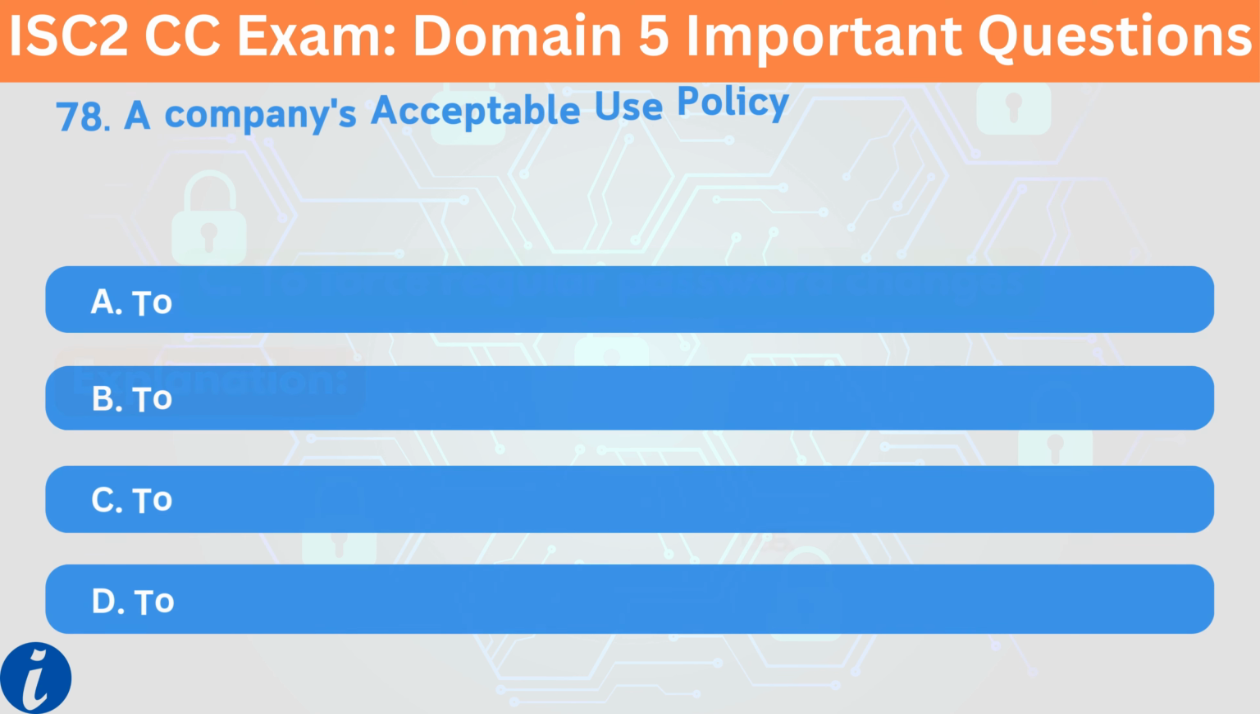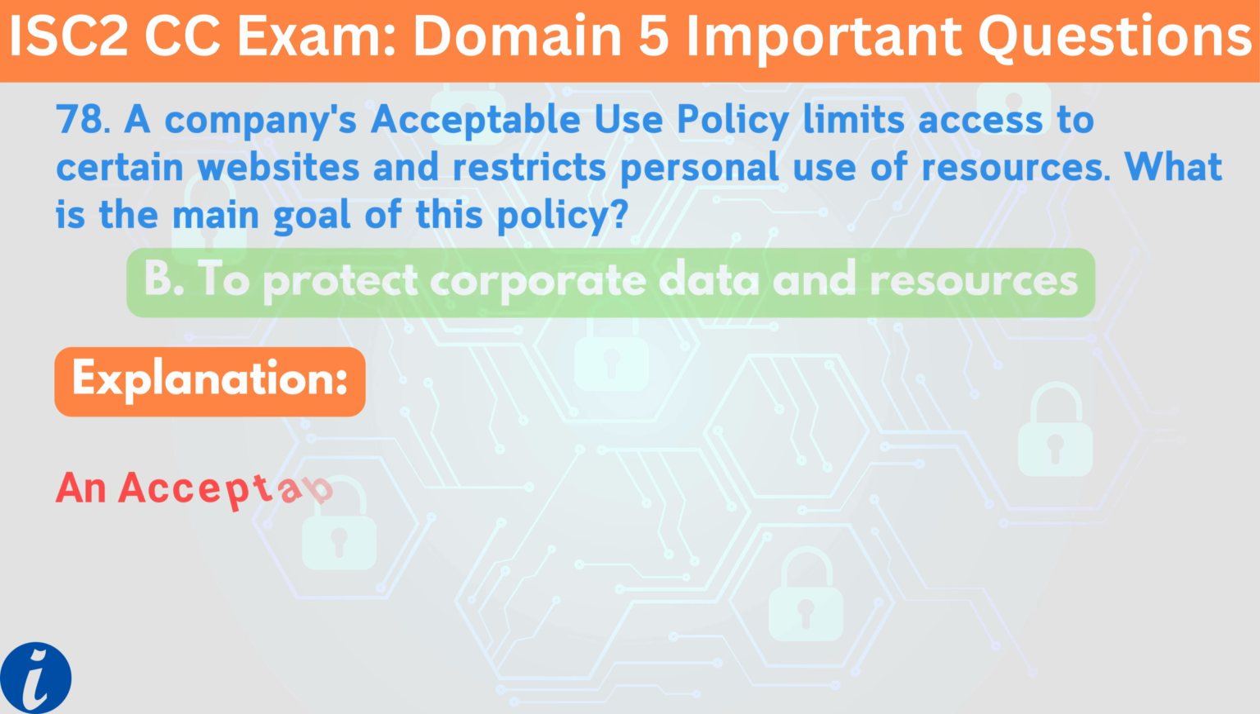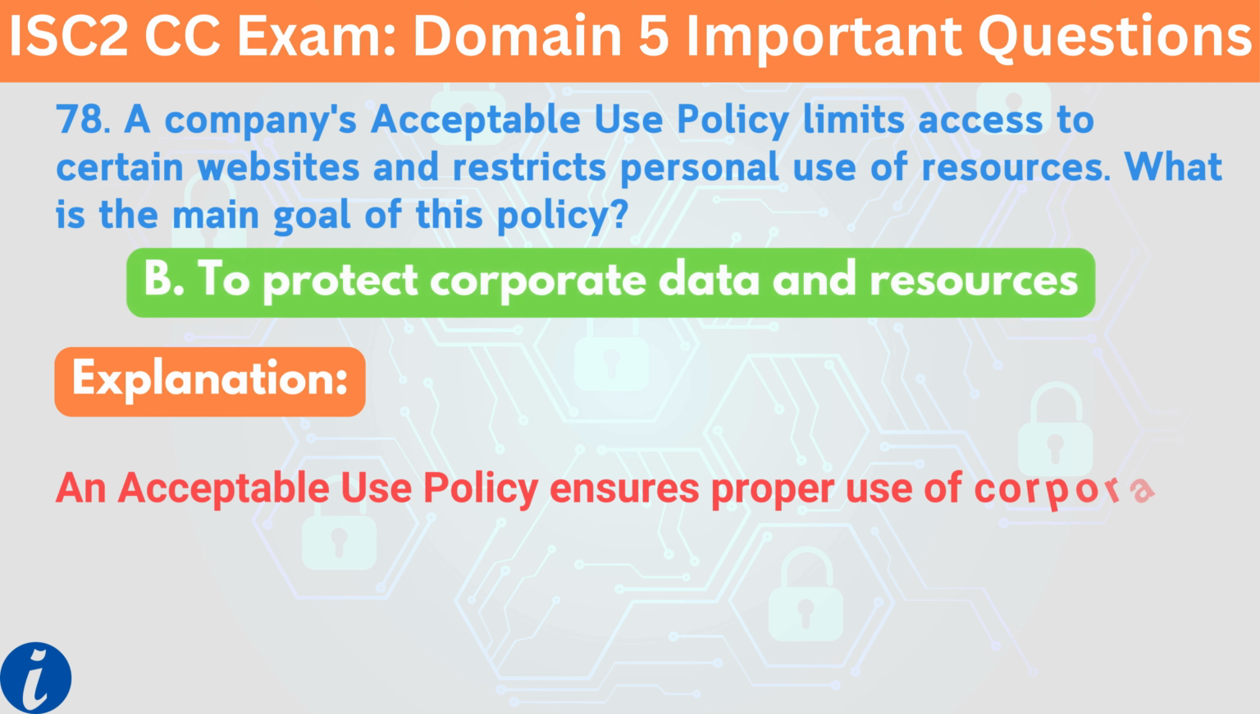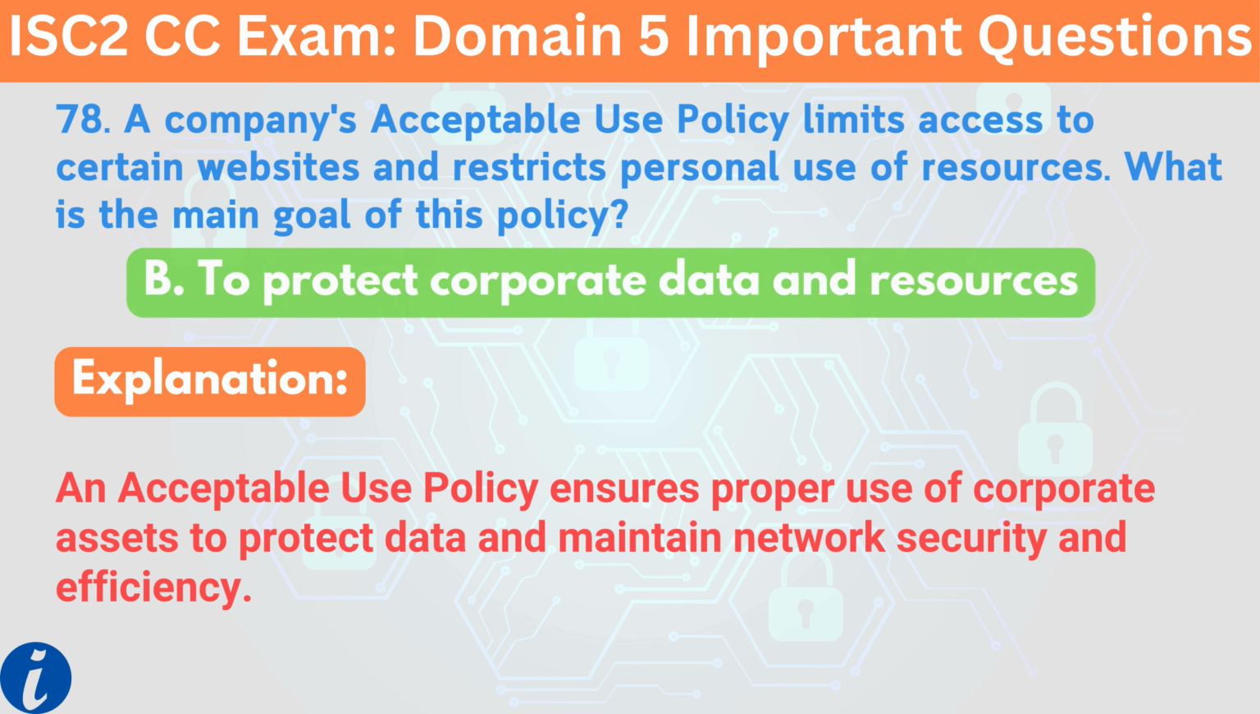78. A company's acceptable use policy limits access to certain websites and restricts personal use of resources. What is the main goal of this policy? A. To enhance network speed. B. To protect corporate data and resources. C. To enforce strict encryption protocols. D. To monitor employee productivity. The correct answer is B. To protect corporate data and resources. Explanation. An acceptable use policy ensures proper use of corporate assets to protect data and maintain network security and efficiency.